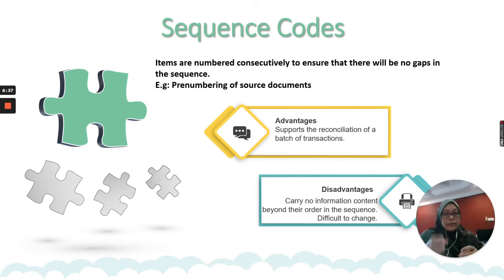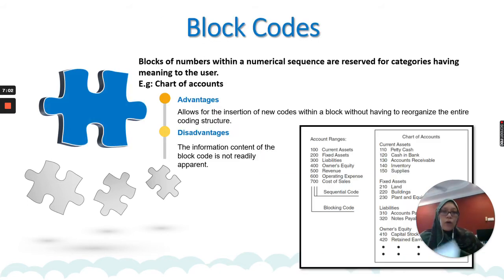But if, let's say, the sequence means there must be one document, one number. It cannot have duplication, or the same number on different documents. So from there they know something is wrong, there is fraud or anything that triggers them to investigate more. Okay, and then the second technique is block codes.